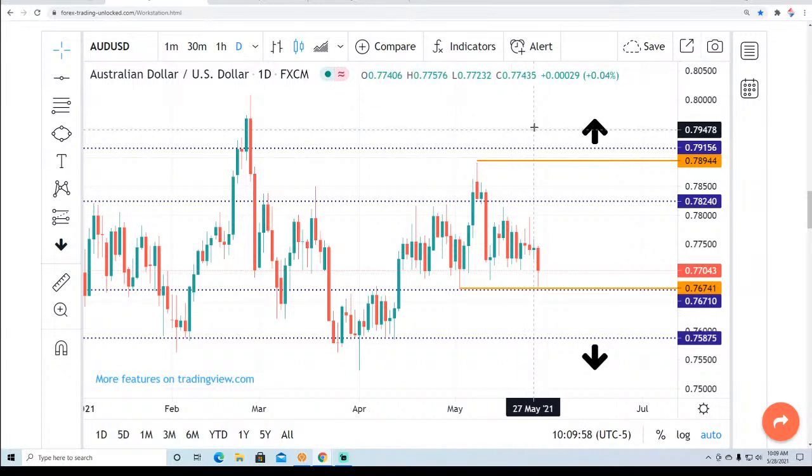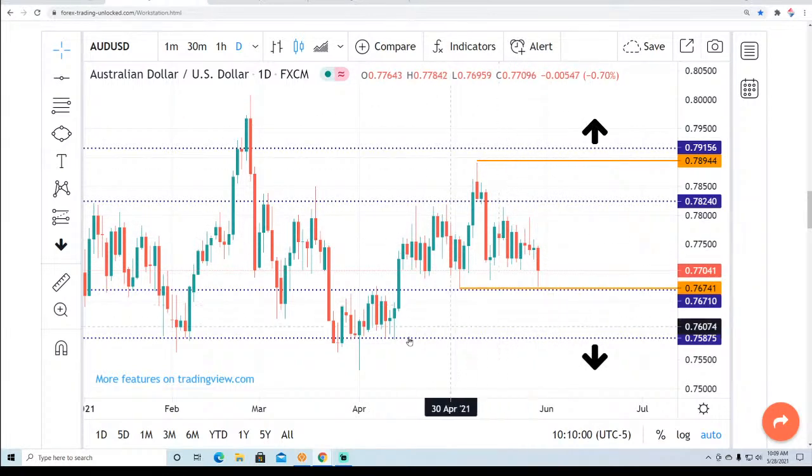So that being said, we have really nothing to go on with the Australian dollar, US dollar. We do not have any very strong signals looking like they're going to manifest anytime soon. Short run, this is very choppy and neutral.